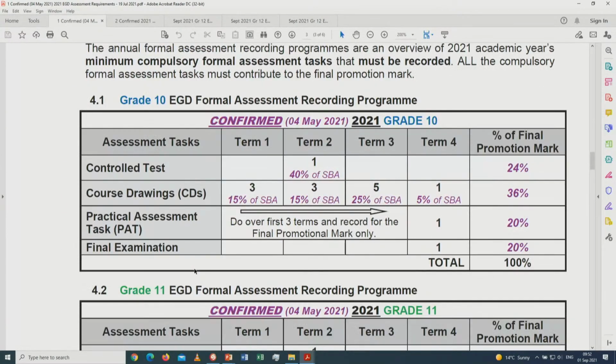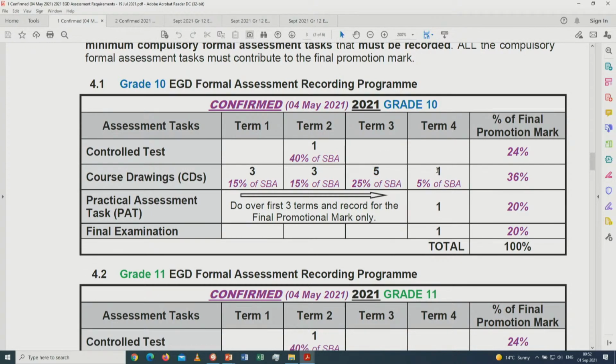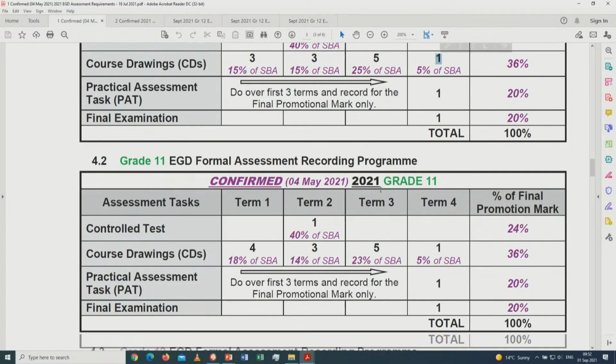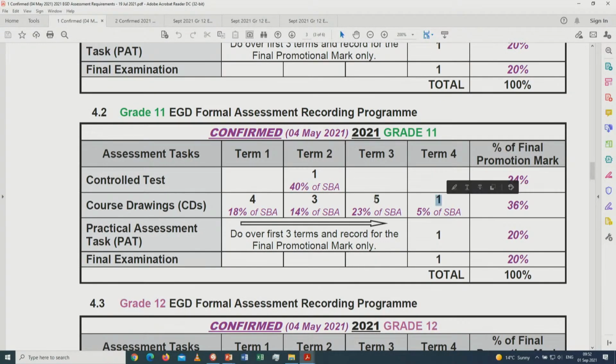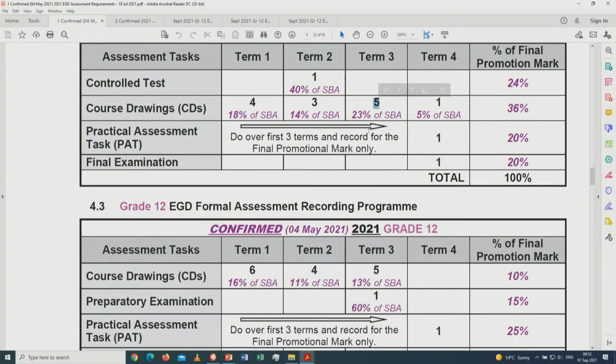All right. These are just confirming the assessment recording program that we do have. It's 5 course drawings for this term for grade 10s, for instance, over here. And then, of course, 1 course drawing, descriptive geometry still to come. CAMs still to come for grade 11s, but then 5 course drawings for this term. There's also a mechanical drawing revision this term.